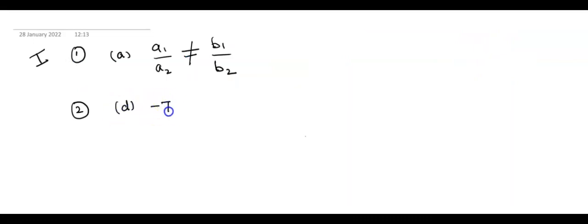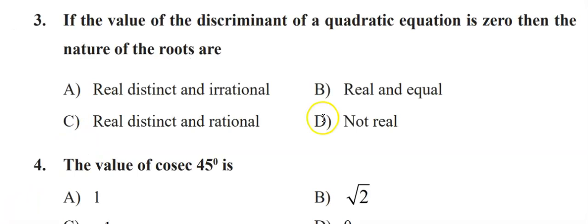Option D, minus 7 is the correct answer. Next, question number 3. If the value of the discriminant of a quadratic equation is 0, then the nature of the roots are. As you can see here, they have given that the discriminant of a quadratic equation is 0. Okay, then what is its nature?